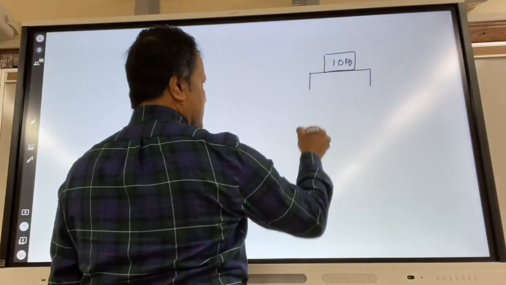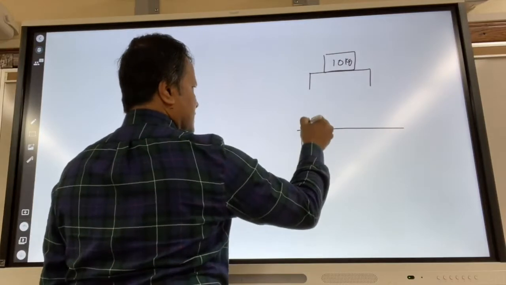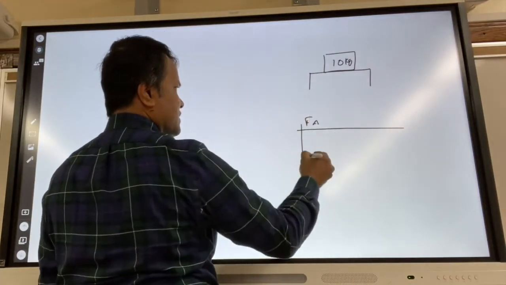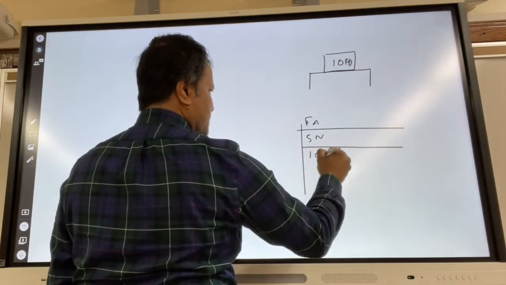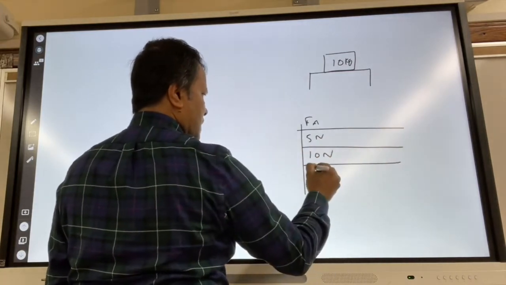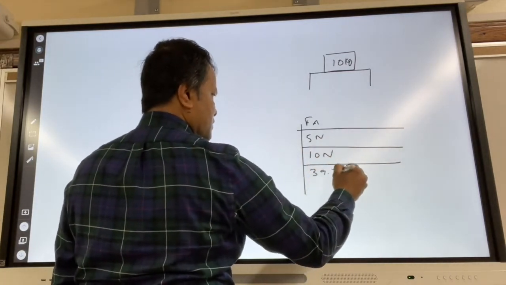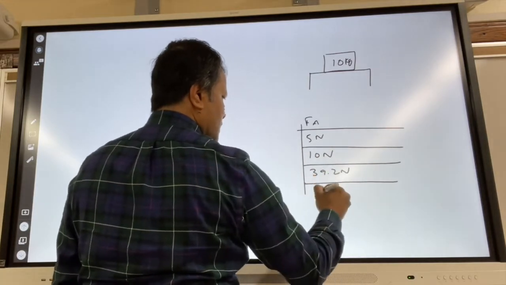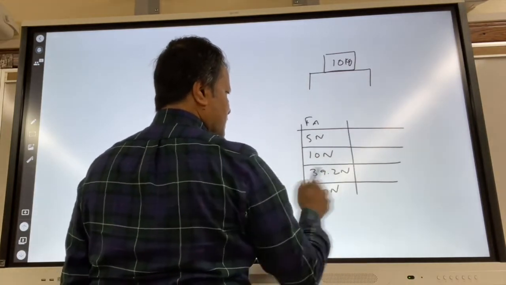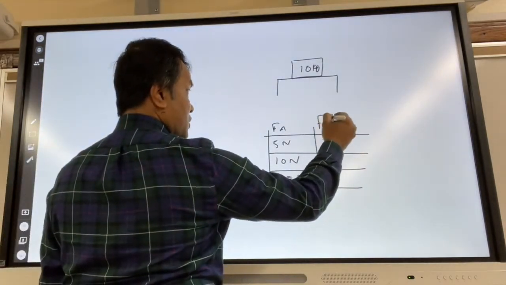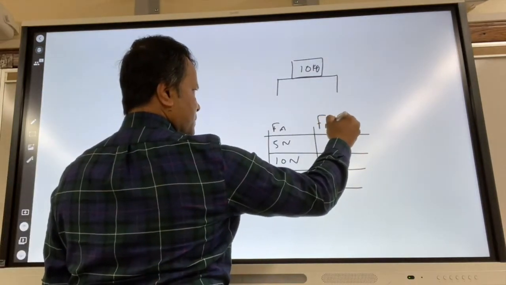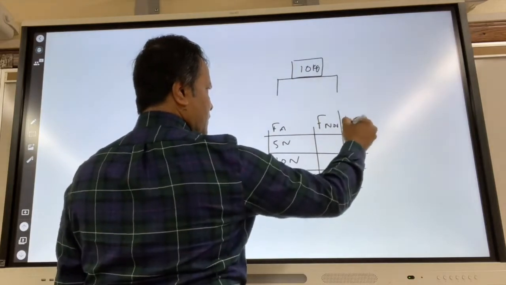Find, if the applied force is, let's say, 5 Newton, 10 Newton, 39.2 Newton, and 40 Newton. You're going to have to find the normal force. You're going to have to find the force of friction.